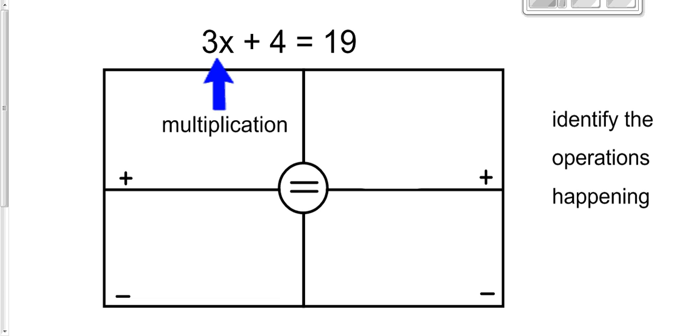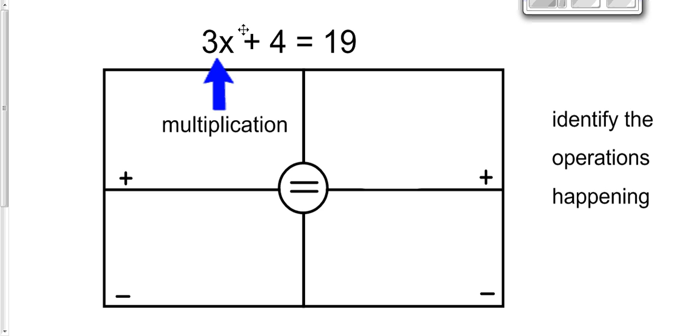The equation 3x plus 4 equals 19 is made up of two equal expressions. One expression on the left, the 3x plus 4, and one expression on the right, 19. To solve this equation, our job is to isolate the variable, or get x alone, so that we can find out its value. In order to do this, we are going to perform opposite operations of what's happening in the equation right now. So right now, we start by identifying the operations that are happening.